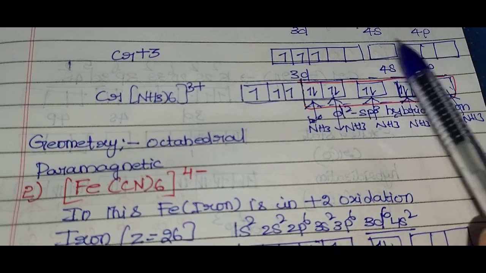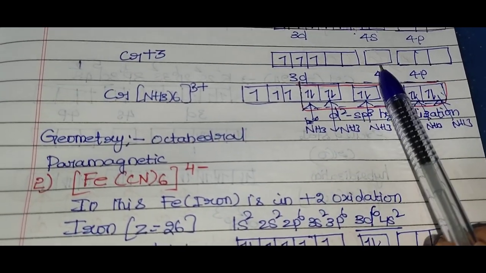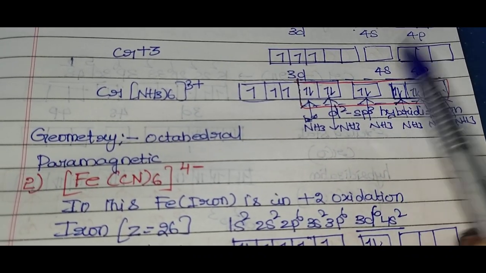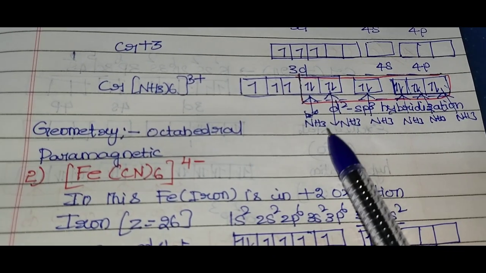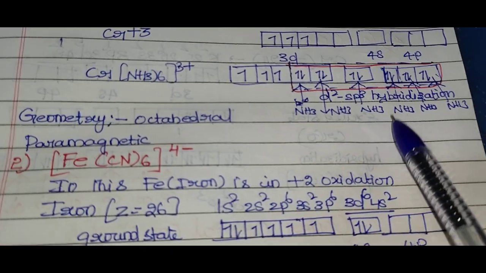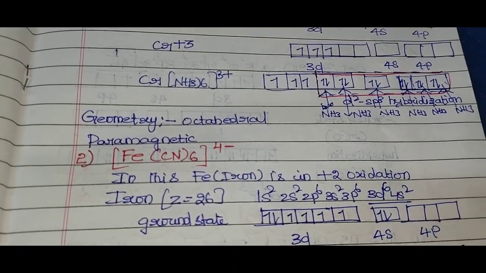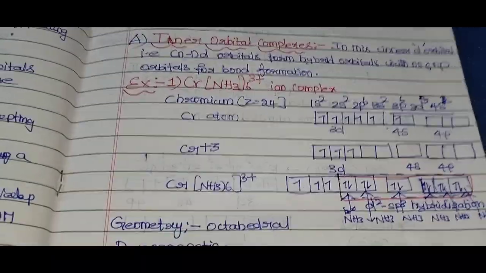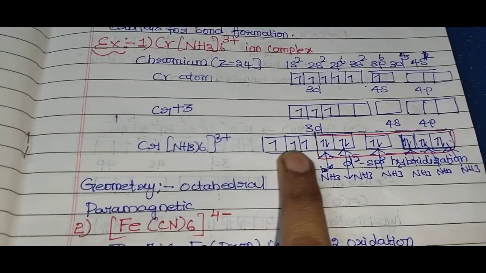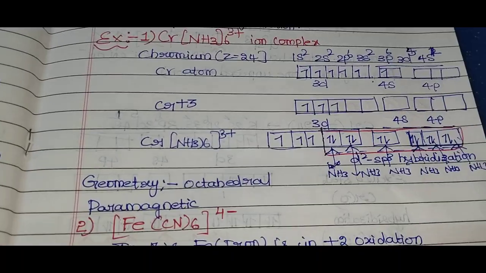So 1, 2, 3, 4, 5, 6, 6 places: 2d, 1s, 3p. So d2sp3, this much is vacant to be occupied by the ligands, attacked by the ligands. So 6 NH3 ligands will be occupied, to form octahedral structures. So the geometry of this is octahedral, and because of the presence of unpaired electrons in the 3d, it is paramagnetic in nature. Like this we can tell.